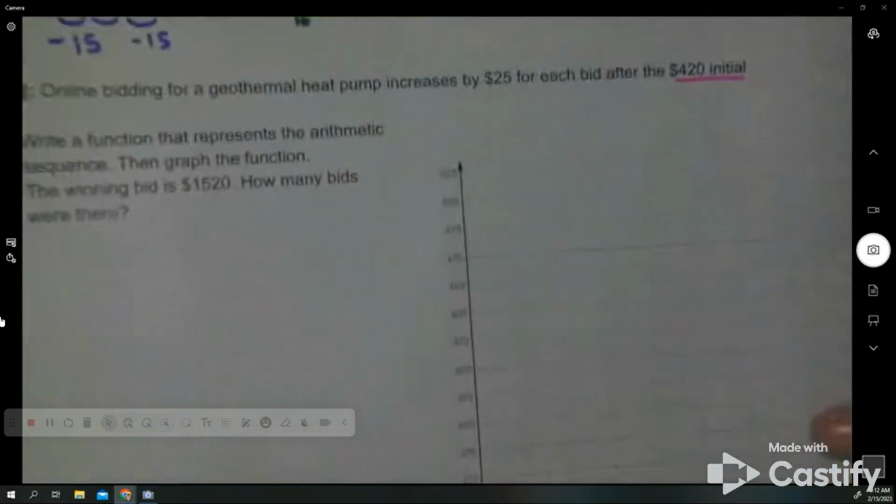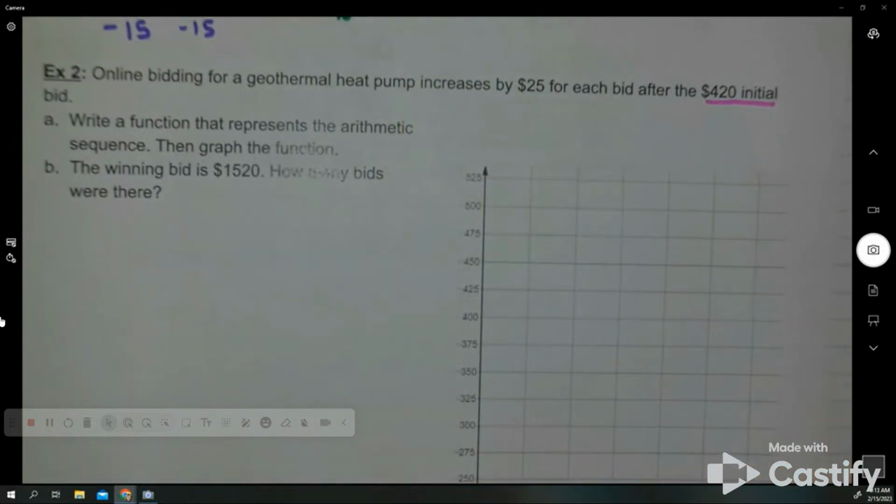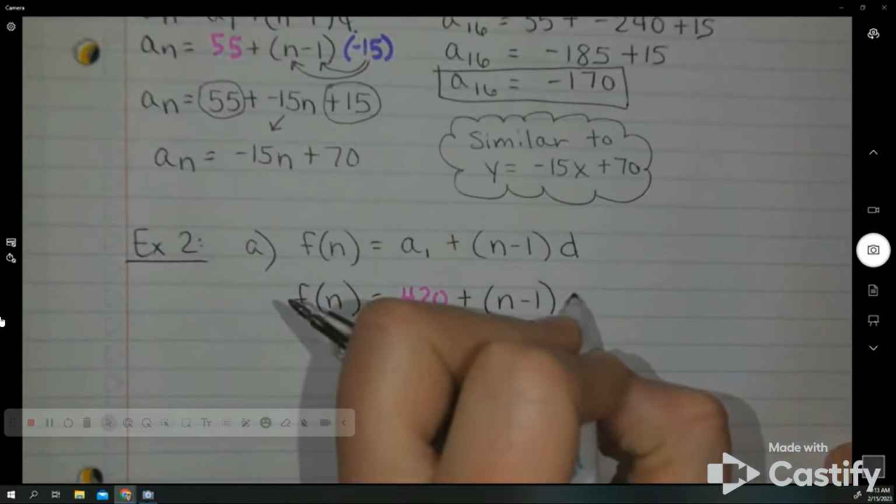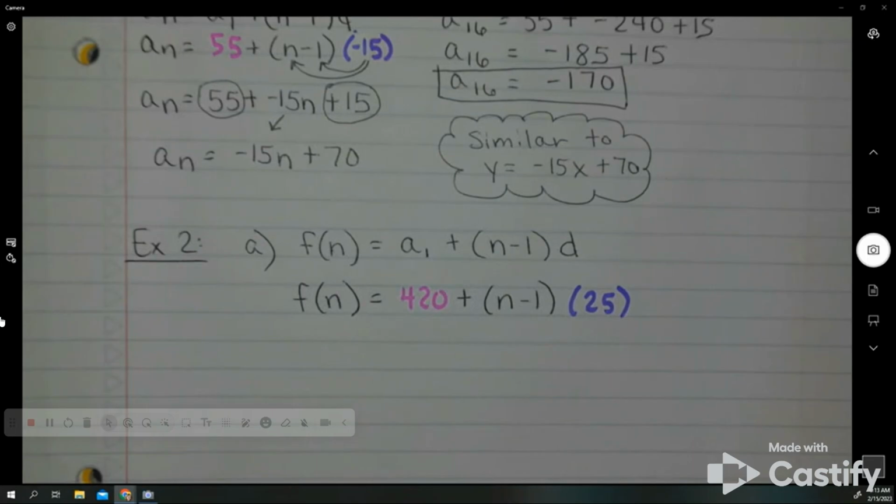And then we have to look at the common difference. So according to this, it increases $25 for each bid. So that would be a common difference. Every single bid we have increases by $25. So that's our common difference. So we're going to multiply this by 25. And it's positive, but I still put it in parentheses to show the multiplication.